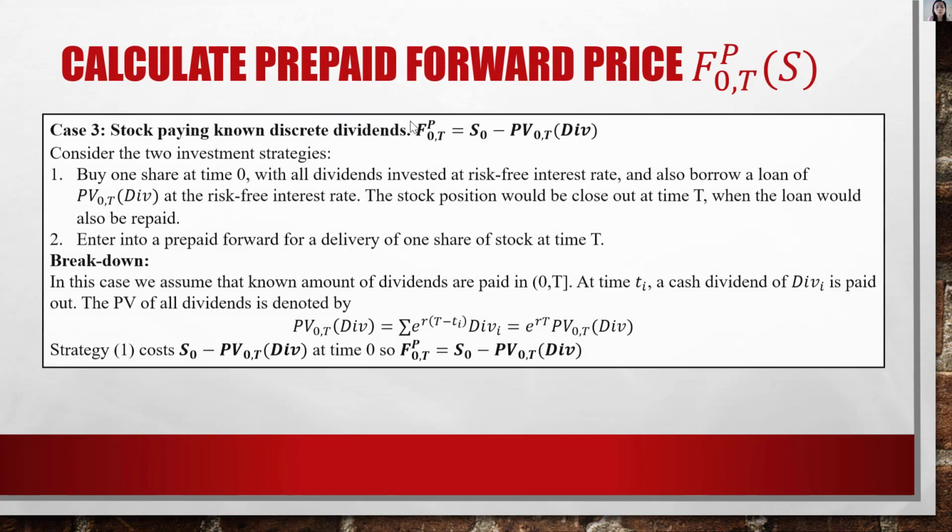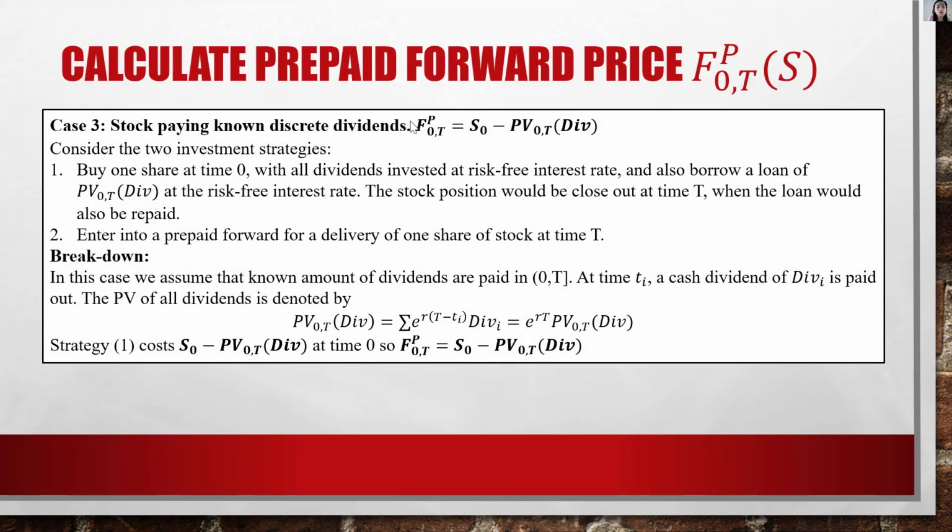The third case: suppose we buy a stock paying non-discrete dividends. Instead of continuous dividends, we get paid discrete dividends. And we also have to consider two investment strategies. The second strategy is the same as the second strategy in the last two cases. But the first strategy, we amended from the first strategy in the last two cases. So the first strategy here, we buy one share at time 0.